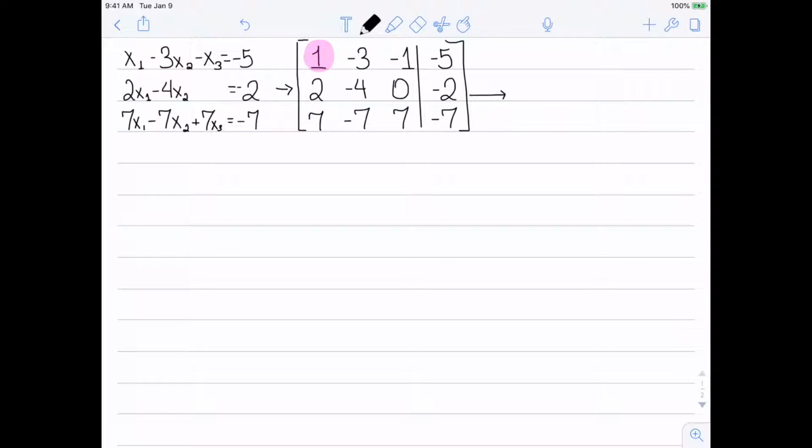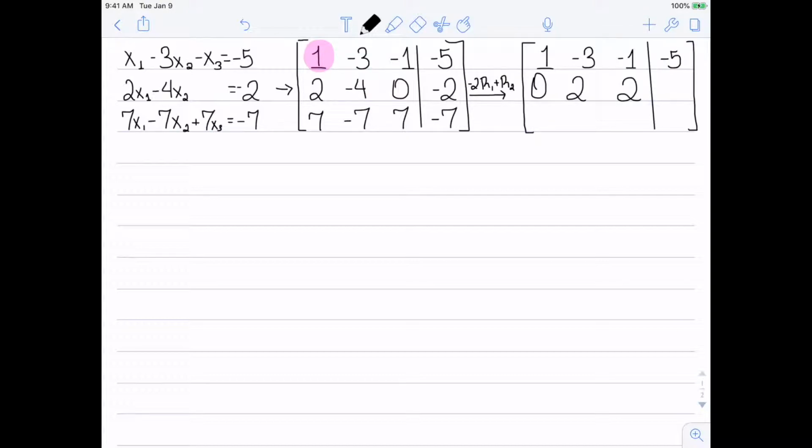The second row has a 2, so we need to subtract 2. So we'll do -2 row 1 plus row 2. The first row won't change. We then have -2 times 1 is -2, plus 2 is 0. -2 times -3 is 6, minus 4 is 2. -1 times -2 is 2, plus 0 is 2. And then -5 times -2 is 10, minus 2 is 8.